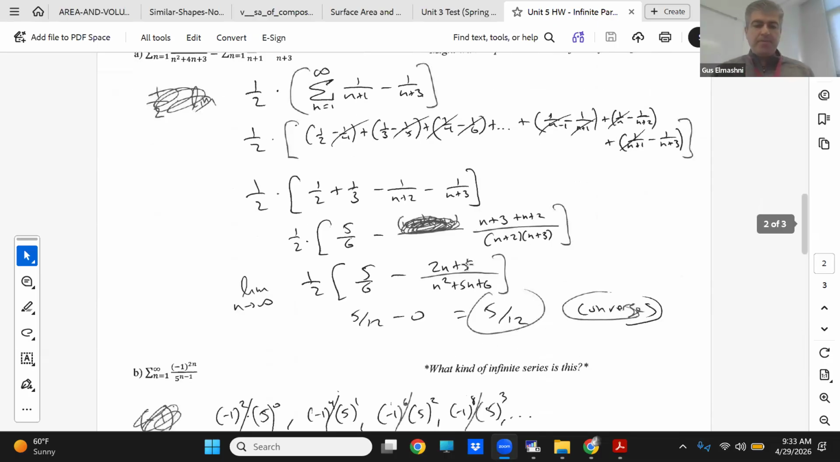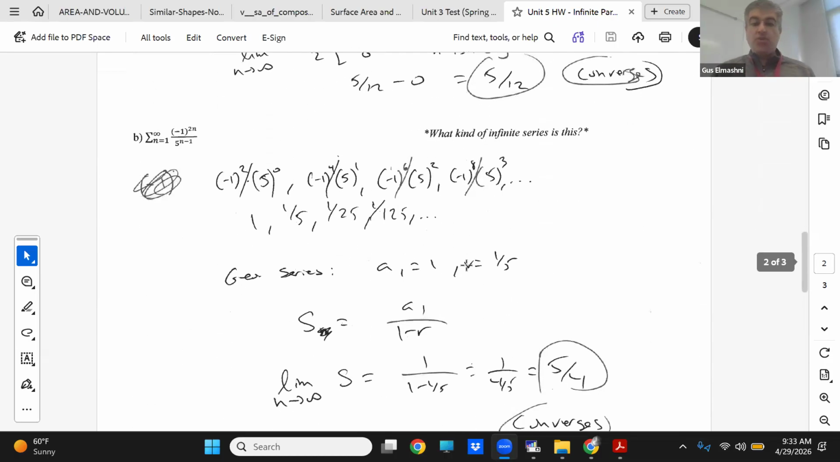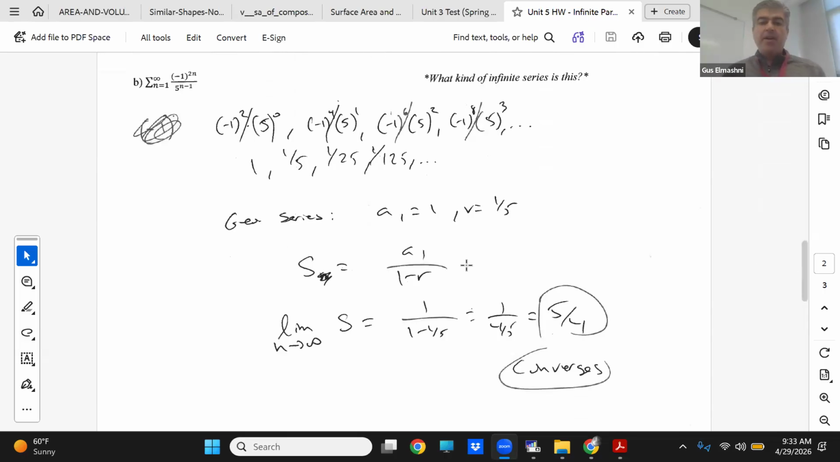For part B, it's a geometric series. Hopefully you can recognize that. There's an alternating nature to it. Actually, not really, because it's 2n. So we got lucky, because negative one squared is 1 anyway. So the alternating nature is actually neutralized, so we don't have to worry about that. So it's 1, 1/5, 1/25, 1/125, and so forth.